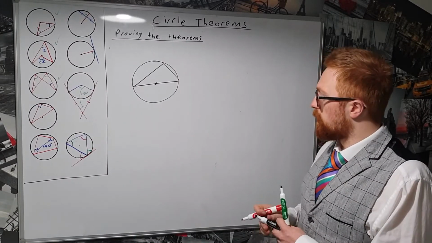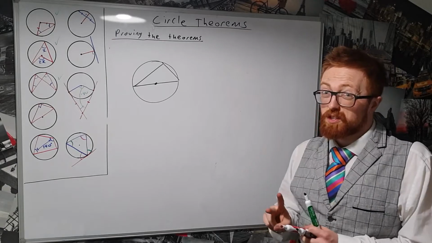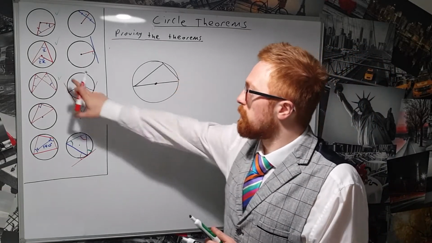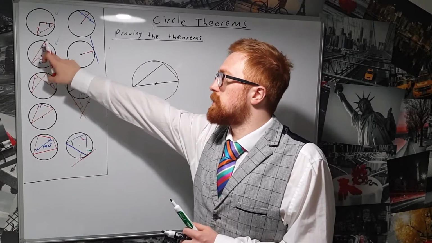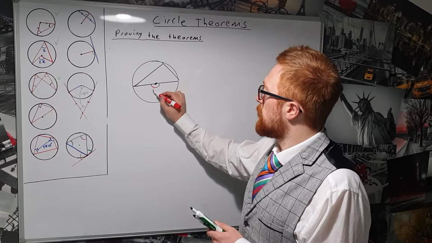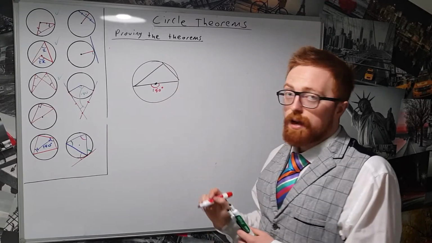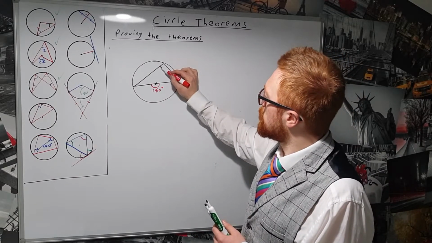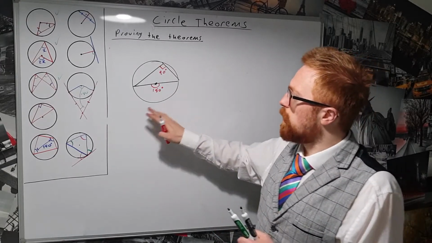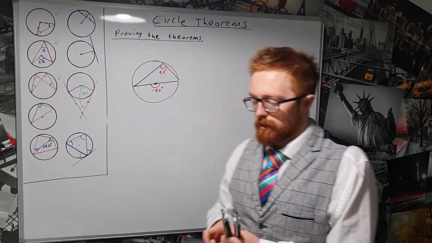Okay, so on to number 4. We're going to prove this one in two ways this time. The first way is we're going to apply the angle at the centre is double the angle at the edge once more. I know that this angle here is 180 degrees, and because the angle at the edge is half of that, I know that that must be 90 degrees. So that's one way we can prove it using this circle theorem.